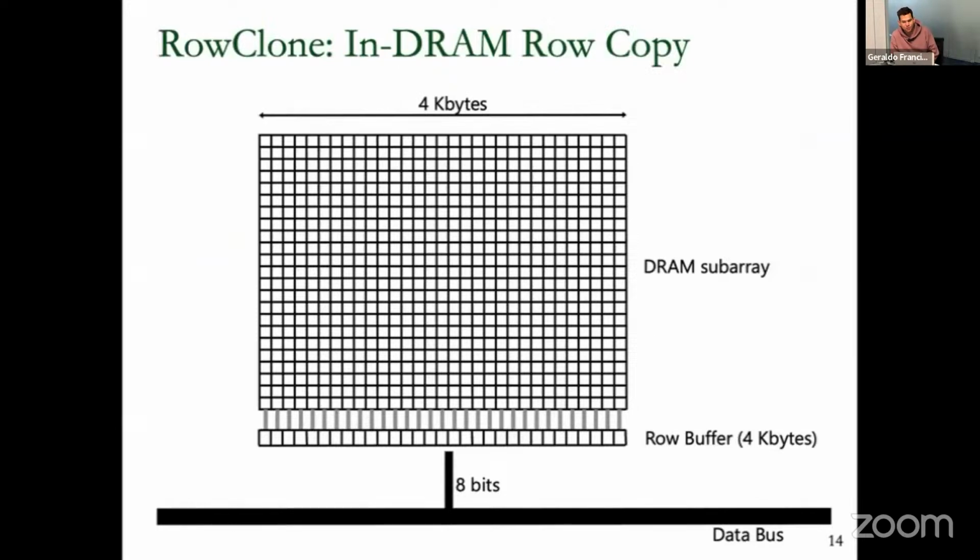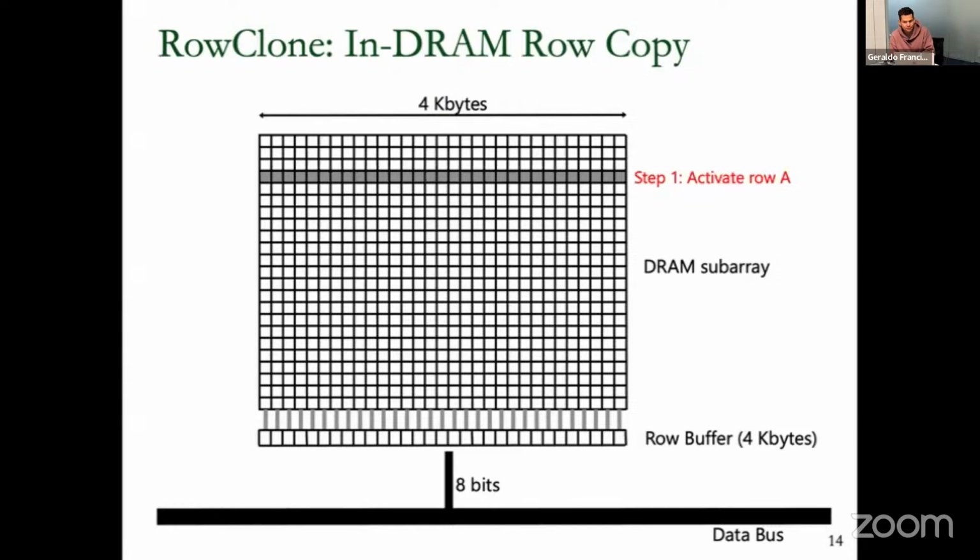So instead of issuing activate, read, and precharge commands, as I mentioned before, we are going to activate one source row. Then we are going to follow up that activation with an activation to a destination row that we want to copy the data of the source row to. And finally, we are going to precharge the DRAM subarray.